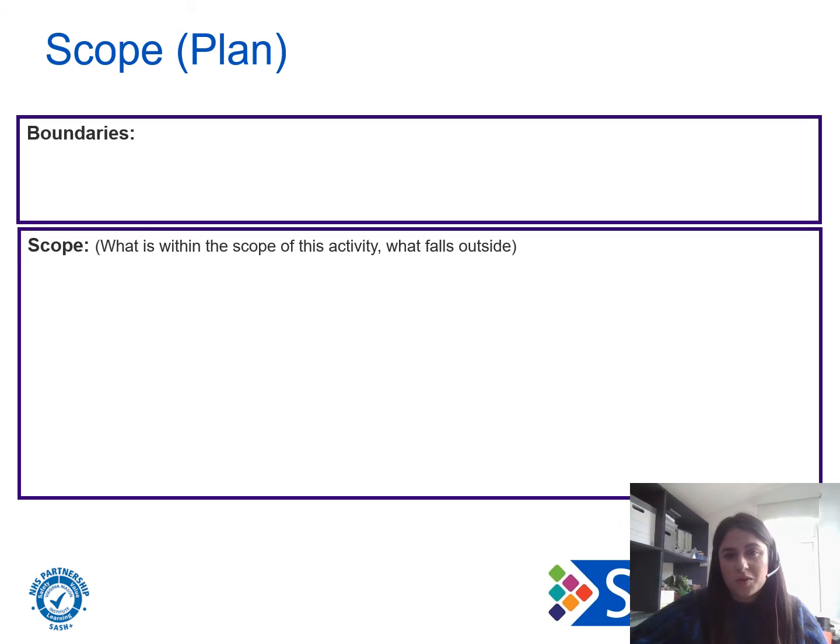So we now move on to our scope, which is still part of the plan section of the PDSA cycle, and this is because it's denoted by the purple boxes that you'll see on your CAT. Firstly, we define our boundaries, and it's important to note that we do this through the eyes of the patient and/or customer. So for this example, our boundaries are from I am booked for surgery to my surgery starts.